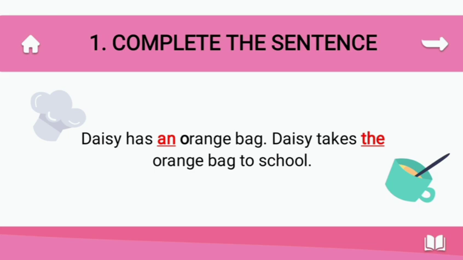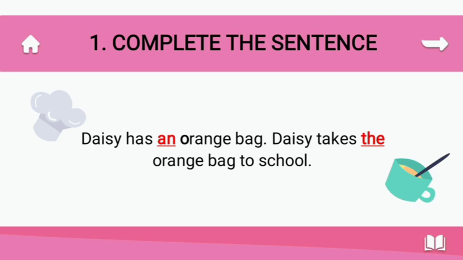And the answers are: Daisy has an orange bag. Daisy takes the orange bag to school. Okay, friends, look at the first sentence first. Why do we put an in the first sentence? Because the word orange begins with O. O is one of the vowel sounds. And the object is only one. So that's why we put an before the word orange.